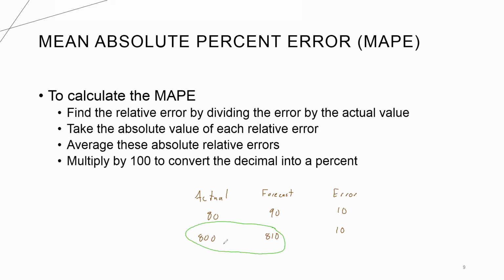Because as a percentage, I'm off by a lot less. I'm off by 10 out of 800 compared to 10 out of 80. So in other words, I'm off by like 1.25% instead of being off by 12.5%.